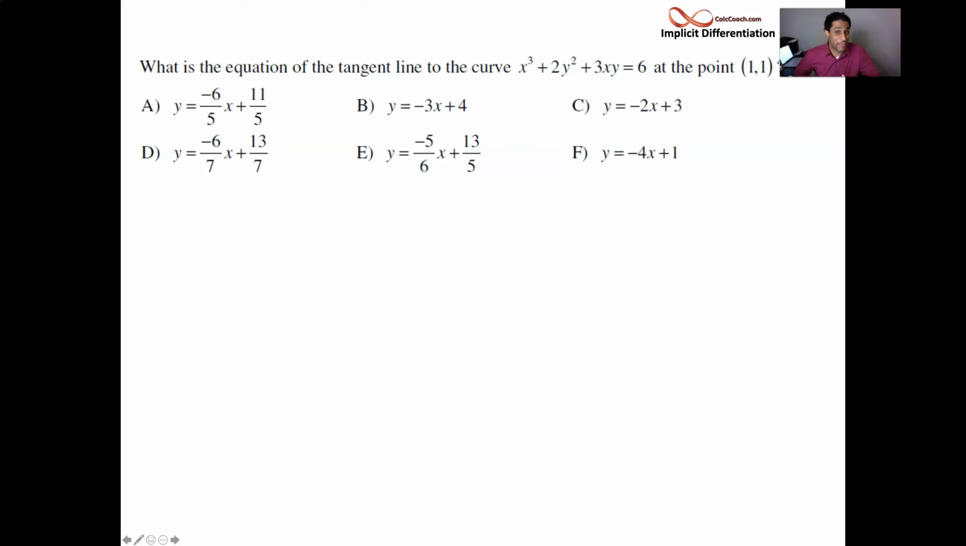Hello, welcome to the second video on implicit differentiation. We'll look at two exam type questions. The first one is going to be an easy to medium difficulty problem. And the second one is maybe medium, just medium. I was going to say medium to difficult. Let's just call it medium.